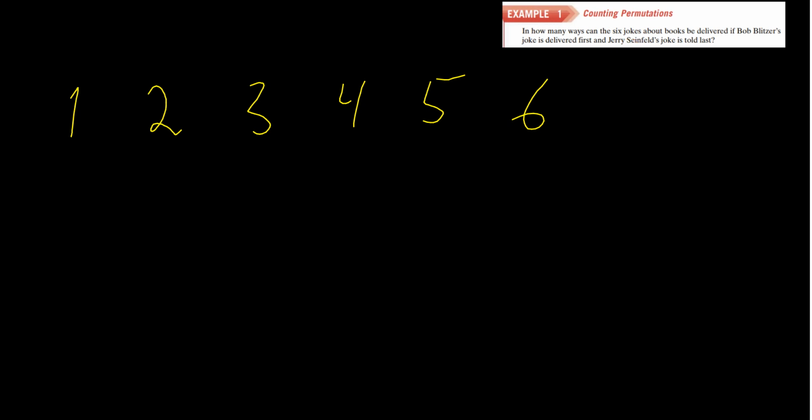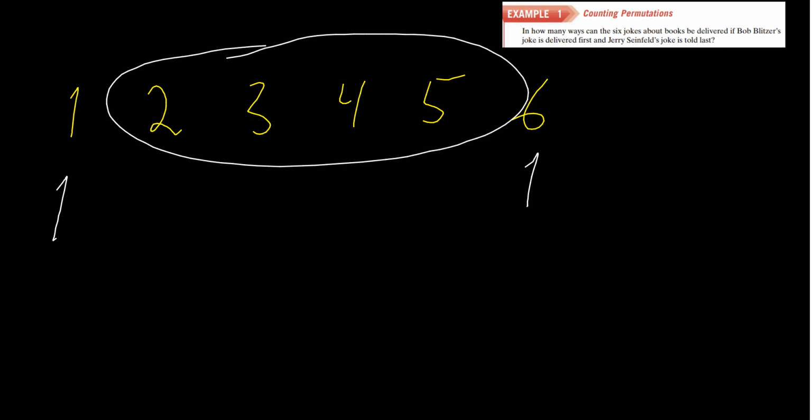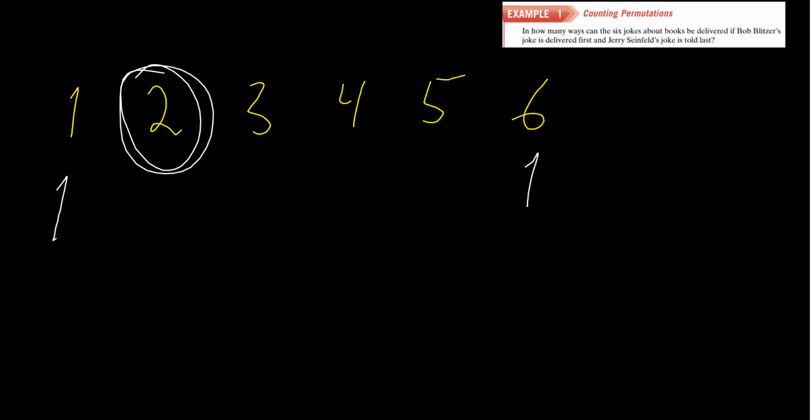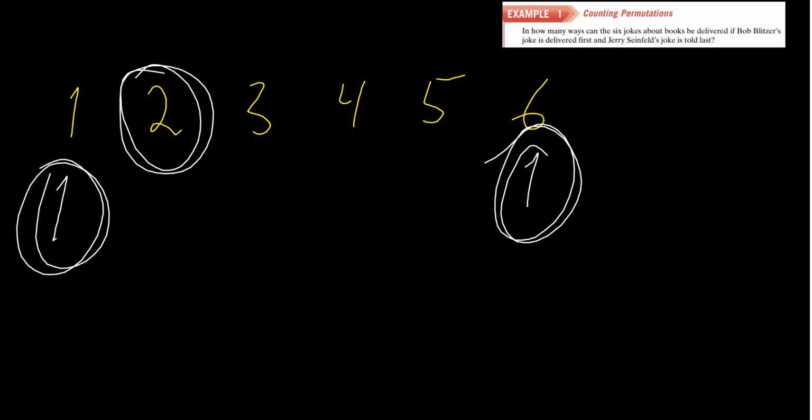So for our first joke, we only have one option. And for our last joke, we only have one option. Okay? However, for the middle 4 jokes here, we have options. All right? Well, for that second joke, we have essentially 4 jokes remaining, right? Because Bob Blitzer's is 1, Jerry Seinfeld's is 1, but they're going to be taking the first and 6th spot respectively.